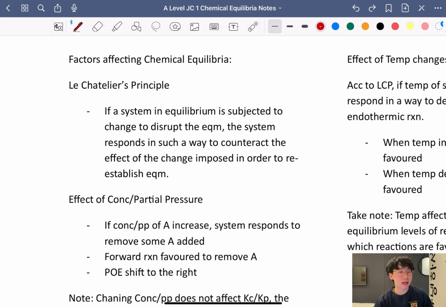Going on to some factors that affect chemical equilibria. We have this principle called Le Chatelier's principle.